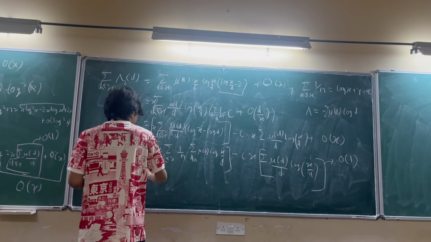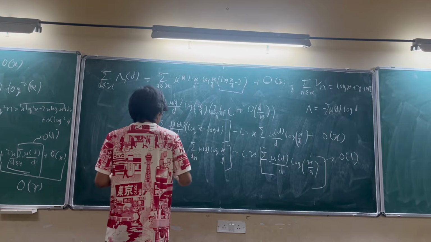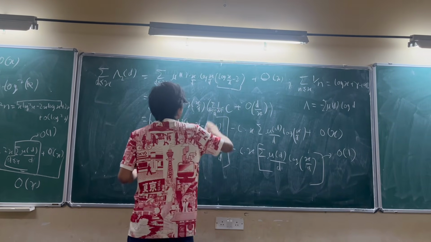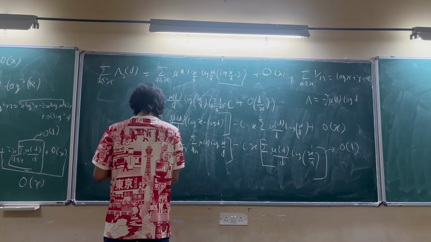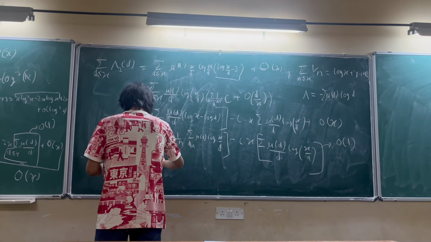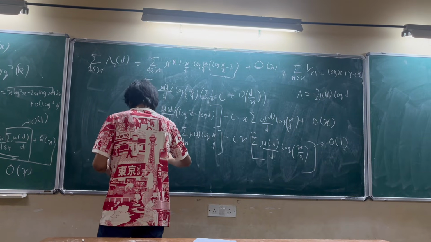For this one, on the other hand, what you can do is what we did here, we do here again. We do that and we get something like, where did it go? X summation.